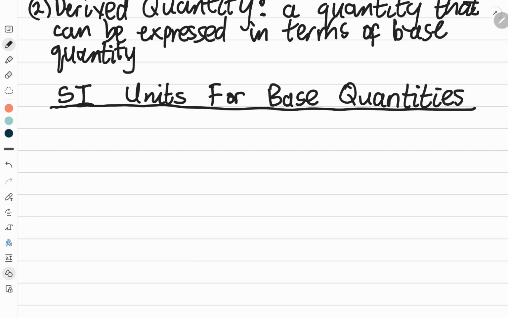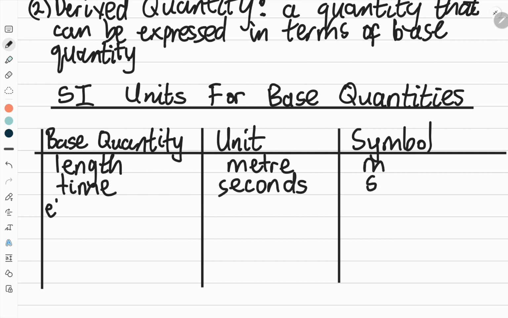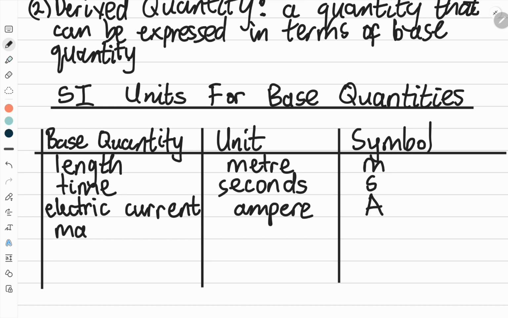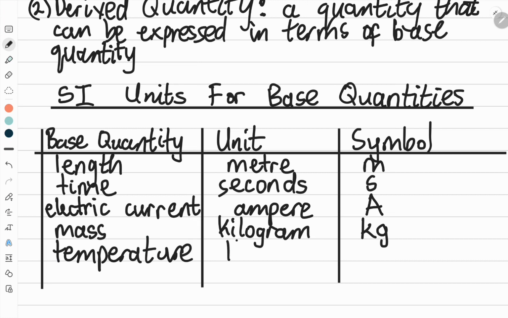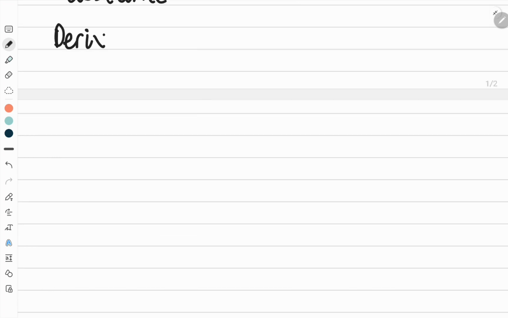So we look at SI units for base quantities. We have 7 of those, but we'll discuss 6 for now. The first one is length, which is measured in meters. The second one is time, whose SI unit is seconds. Then we have electric current, the SI unit being the amps. The mass is measured in kgs for SI units. We have temperature in kelvins, and we have amount of substance, which is measured in moles.